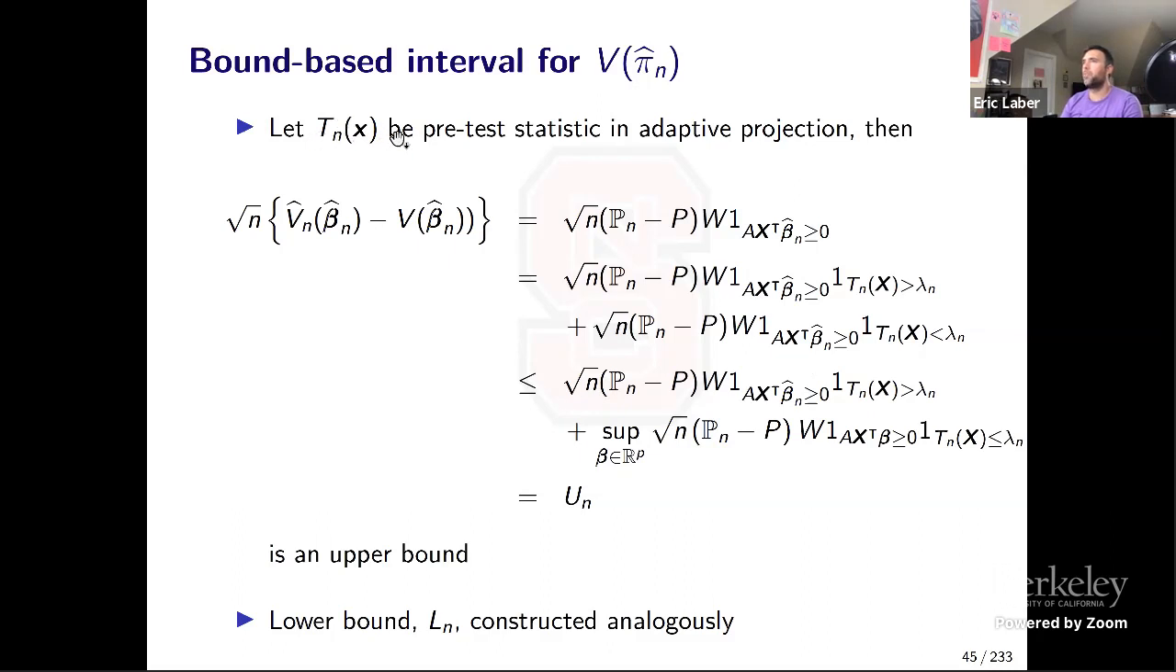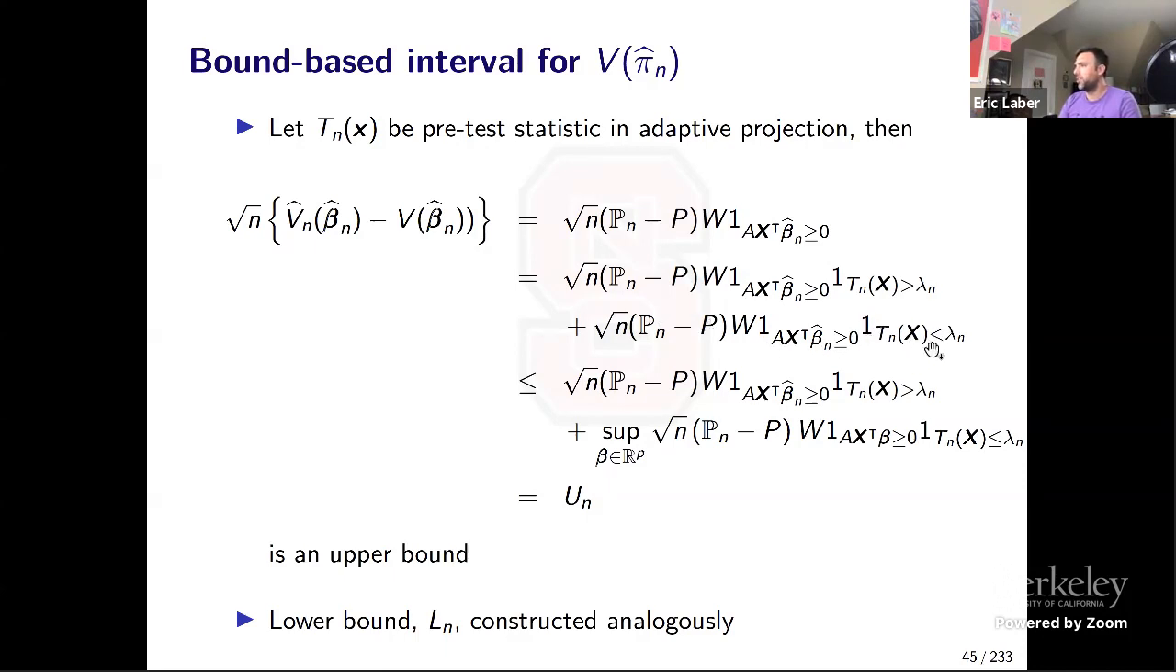Well, we can let Tn be the pretest statistic that we use in the adaptive projection, so the same test. And if we look at root n times V hat of beta hat minus V of beta hat, it's just root n (P_n minus P) of W indicator {A x transpose beta hat greater than 0}. And we'll just break that into two pieces. One where points are far from the boundary, that's this first term. And one where points are close to the boundary, that's the second term.